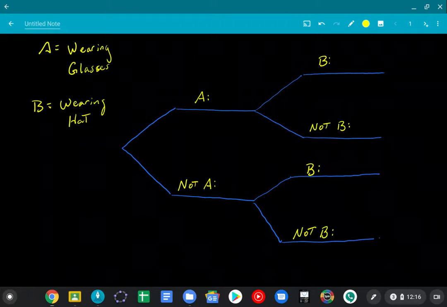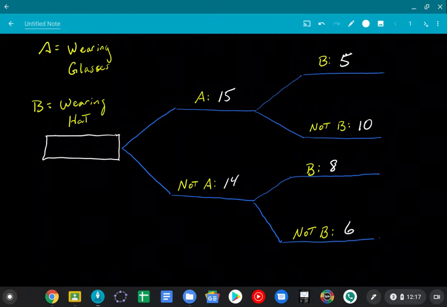So they're going to ask the question using A, not A, B, not B, and then just give you a bunch of numbers. Let me throw some numbers in there real quick. Let's go five, 5, 10. Let's go 8, 6. So, being that we know how tree diagrams work, if I work my way backwards, this should be 15 and this should be 14. And if I keep going further back, the grand total, the sample size is going to be 29, right? That's the sample size.